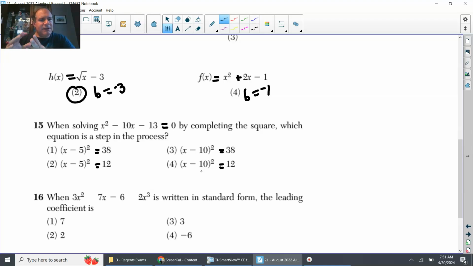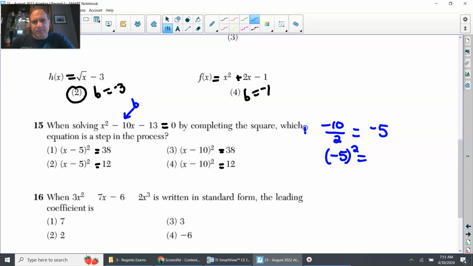So when it's solving this by completing the square, there's a bunch of steps that you have to do. You have to take the b, which is this one, this -10. You have to take b and divide it by 2. So then you get -5. Then you take that and then you square it. So you always take the b and divide it by 2. This is step number 1. And then step number 2 is -5 squared, which is 25. But first, you do have to add the 13 to both sides.